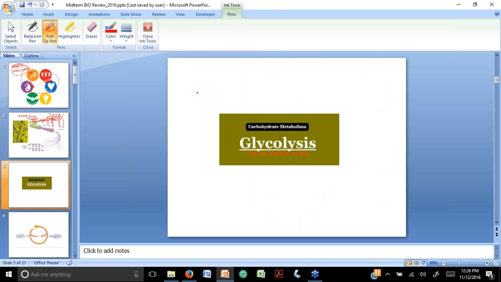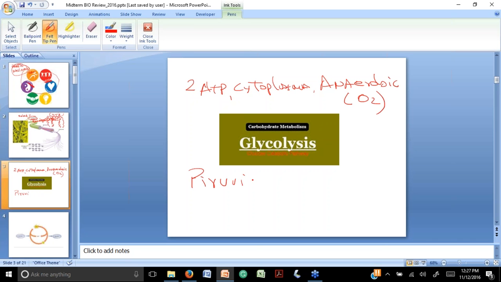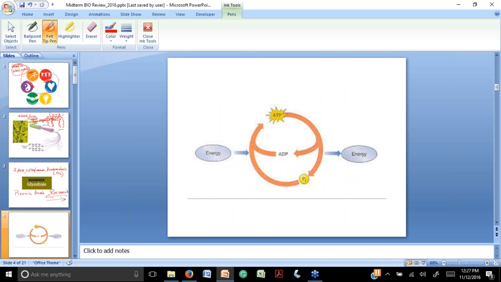Glycolysis: two ATPs, right? Cytoplasm, correct? What else? Anaerobic, correct? Anaerobic means without oxygen. What else? We have pyruvic acid, right? Pyruvic acid. And what else? It is reversible. Okay? Reversible.